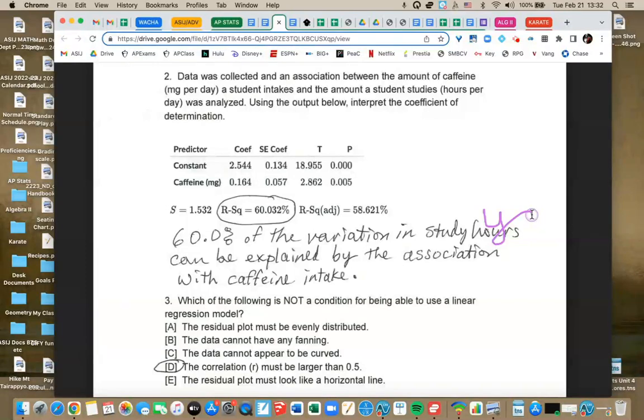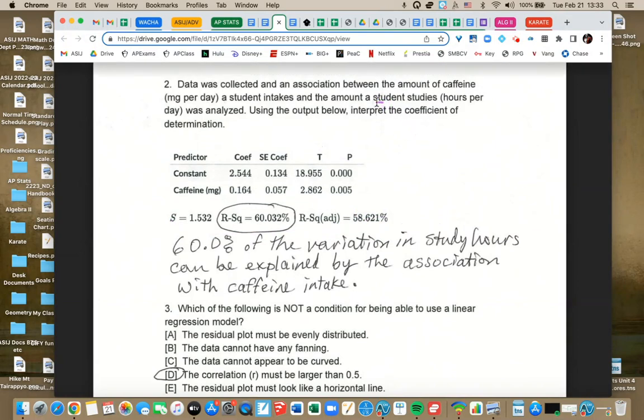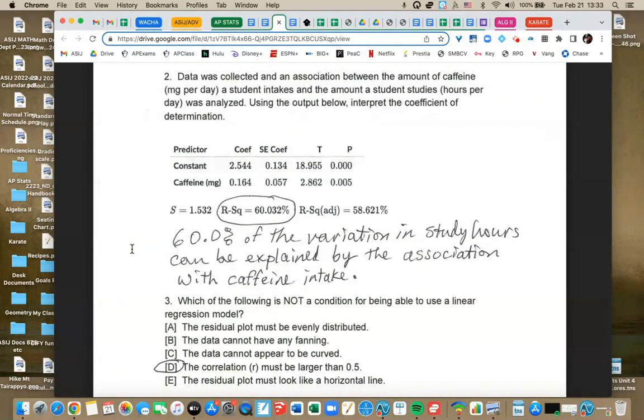So 60% of the variation in Y can be explained by the association with, and then this is your X, whatever X is. In this case, it's caffeine intake. You don't need any of this other stuff. You just need the R squared. That's all you're talking about. So when it says interpret, that's what it's talking about. We want specifically this sentence. It's something that should be just like that, no variations really on it.